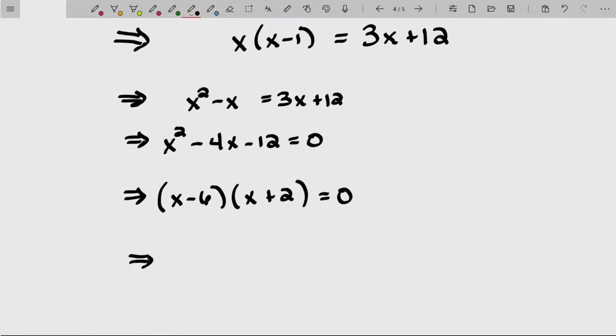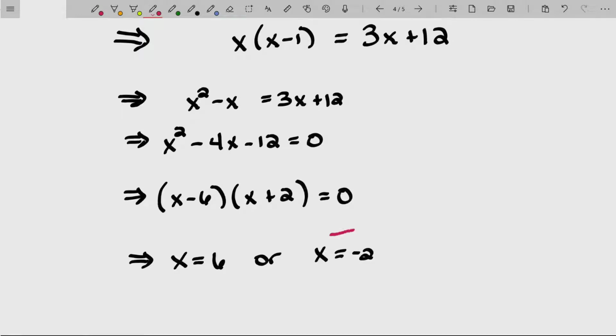And that tells us that either x is 6 or x is negative 2. I looked away from my paper as I was writing. Okay, so those are our two possibilities. Now you're going to check those. I always kind of check the negative one first.